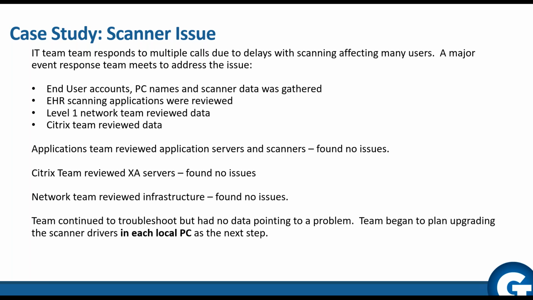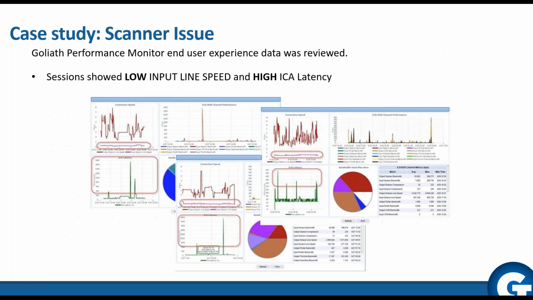They were going to go through every individual machine and attempt to upgrade the scanner drivers. And this was going to be a multi-week effort to get all the machines upgraded for those scanner drivers. So what they did was they used our technology to look at some of the different sessions where users were complaining. And one of the things they noticed was a low input line speed under the connection speed indication. And they could also correlate when scanning events happened that ICA latency spikes would occur because of the lack of available bandwidth.